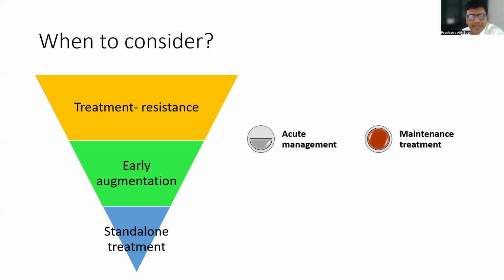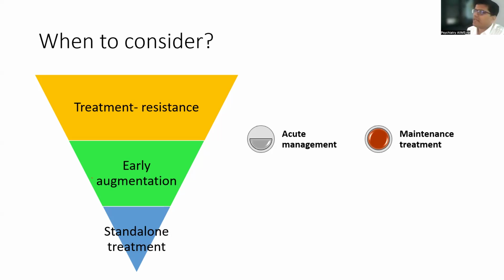You can start rTMS as an add-on treatment. In that scenario, the evidence supports that if you start rTMS early in the course of treatment, you will probably be able to control the symptoms early. The patient can resume functionality early. You can limit the disability, and there are so many advantages in terms of the outcome of the illness. So early augmentation can be one way of introducing TMS in the treatment.